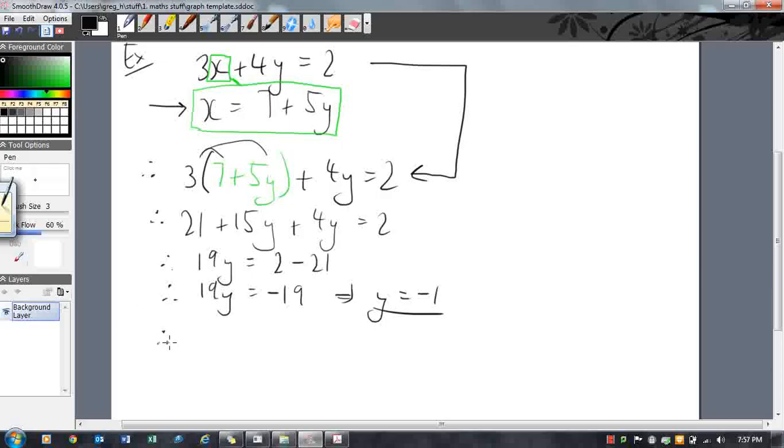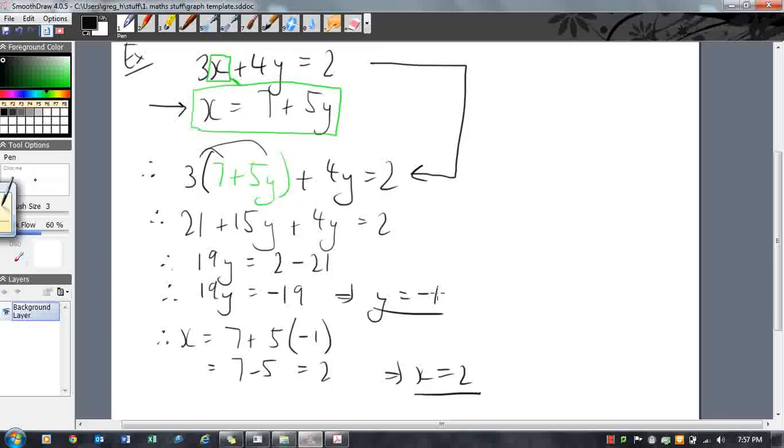So therefore, x is equal to 7 plus 5 times the value of y. Y is equal to -1. Like that. That's equal to 7 minus 5, which is equal to 2. So therefore, x is equal to 2. And there is your solution. X is equal to 2, y is equal to -1. I hope that makes good sense to you.